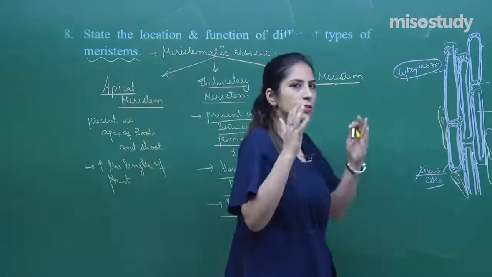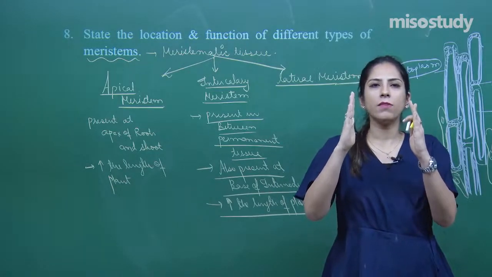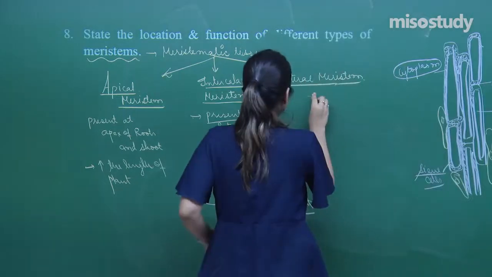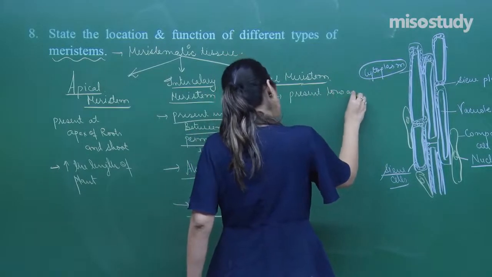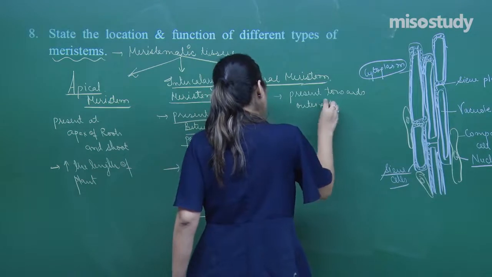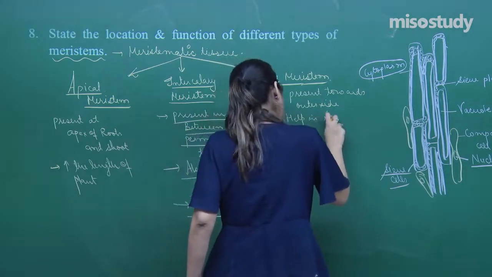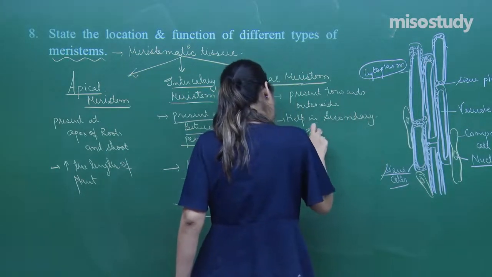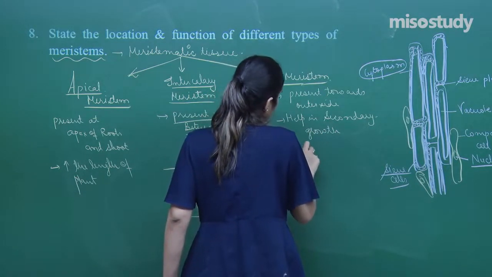Lateral meristem is present towards the end, towards the outer wall. And these meristems, whenever they divide, increase the girth of a plant. Present towards the outer side and help in secondary growth. And overall what they do? Increases the girth of a plant.